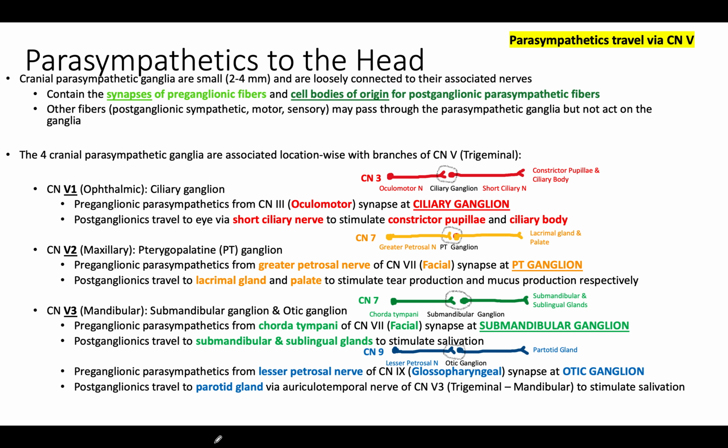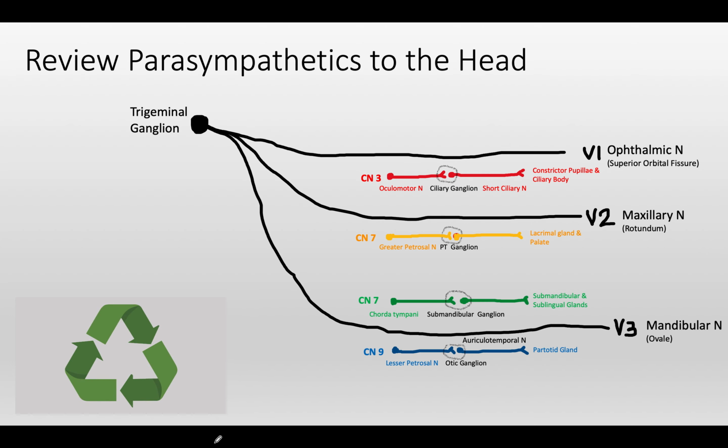Here is looking at the parasympathetics to the head. Make sure that you know that all of these parasympathetic nerves, except cranial nerve 10, are traveling on our cranial nerve 5, on branches from that. So our cranial nerve 3 is traveling along with cranial nerve V1. Cranial nerve 7 is traveling on V2, and then cranial nerve 7 and 9 are traveling with cranial nerve V3. So I'm going to flip to the next slide as we can sort of see that.